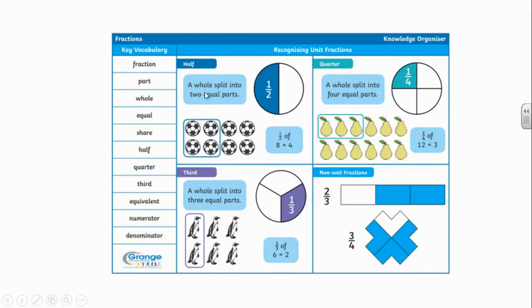Right, looking at the knowledge organizer here, for the past couple of days we had been looking at half, and we've been recognizing a half and finding a half. Today we're going to be looking at quarter. What is a quarter? It's telling us over here a whole split into 4 equal parts. It's showing us a representation of what a quarter looks like, with a quarter shaded in here. We've got 12 pears here. It's showing us what a quarter of 12 looks like in terms of pictures, and also how we can write it down in the form of a number sum. So a quarter of 12 equals 3.